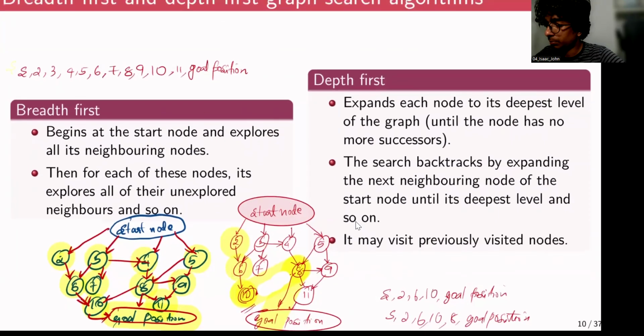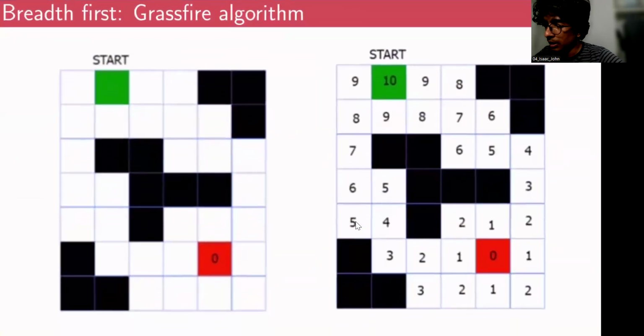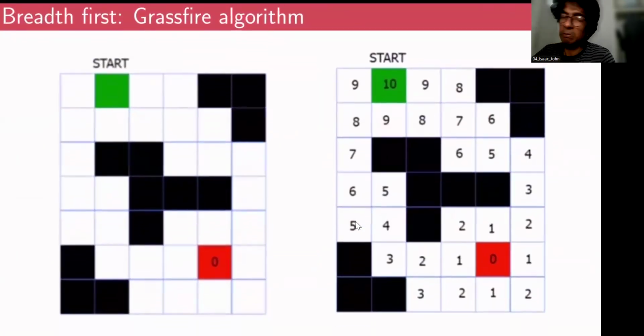So that's about breadth first and depth first, the difference in philosophy. And we'll demonstrate one such method. The first one we call the grass-fire algorithm.